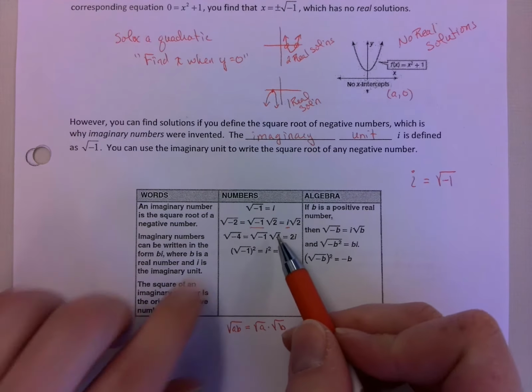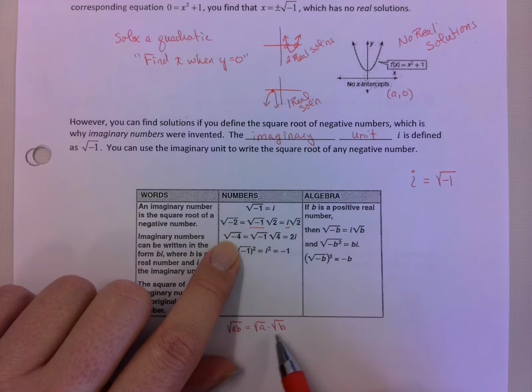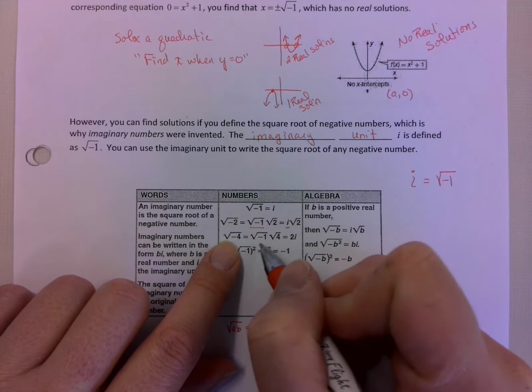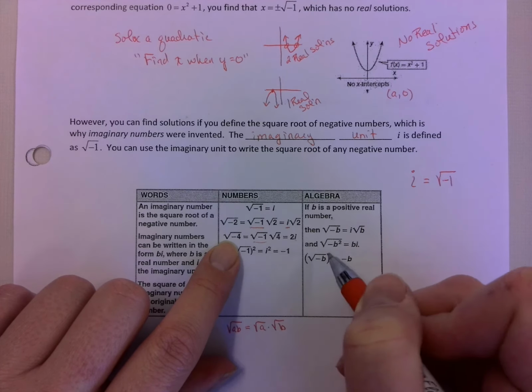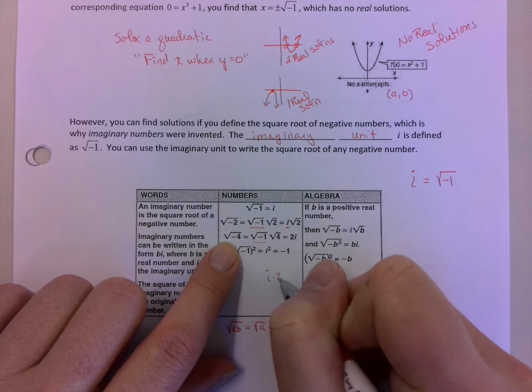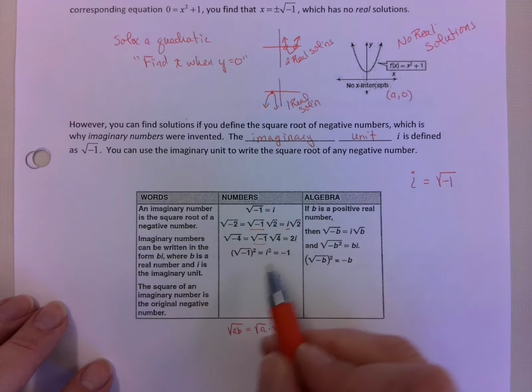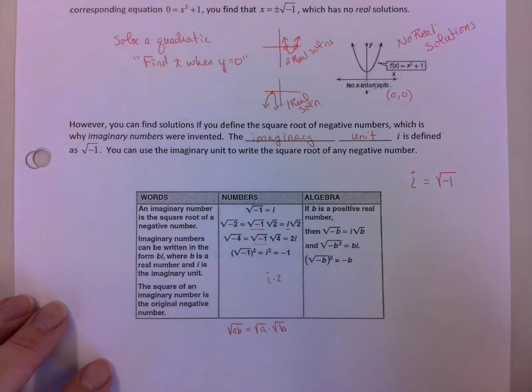So to avoid that, we take the negative 1 times 4 and we break it up using our rule, and then we replace the square root of negative 1 with i. Since it's really i times 2, to be proper, we rewrite it as 2i. And we're going to treat i just like we treat x or any variable.